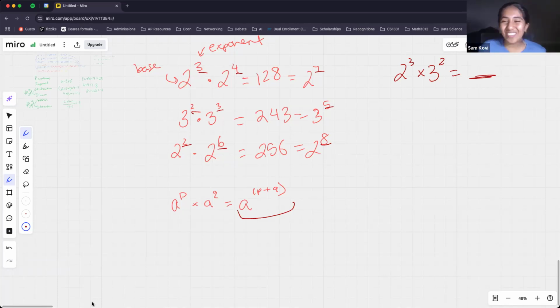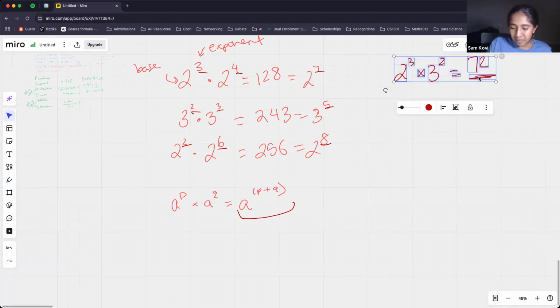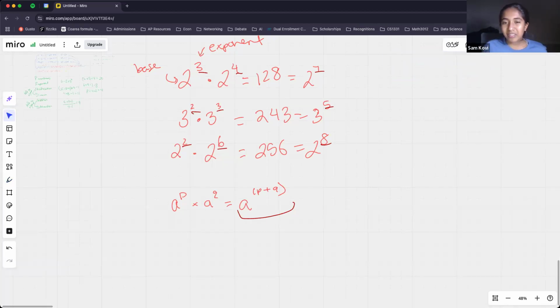I see a lot of you guys multiplying this out to 72. That's correct. That's actually the prime factorization of 72. But we can't express that in any other kind of base form. Okay, cool. I think that's important to remember. Alrighty, I'm sure you're wondering, there's a product rule, is there not a division rule? There is, but we will come back to that.